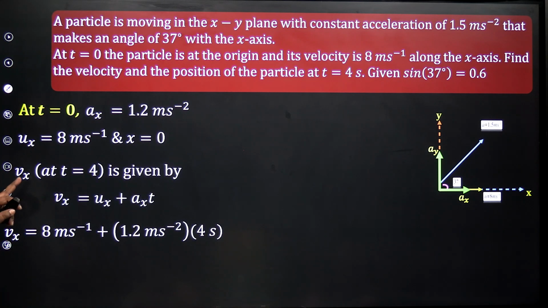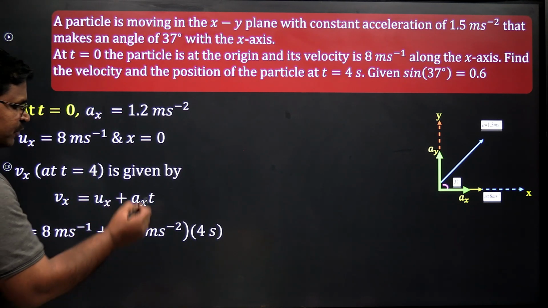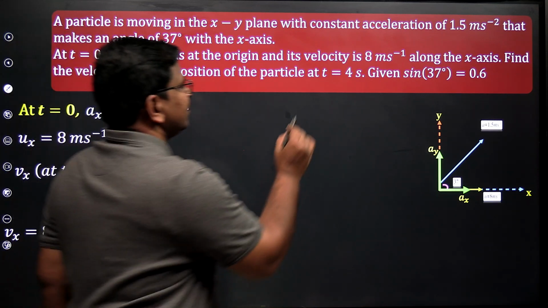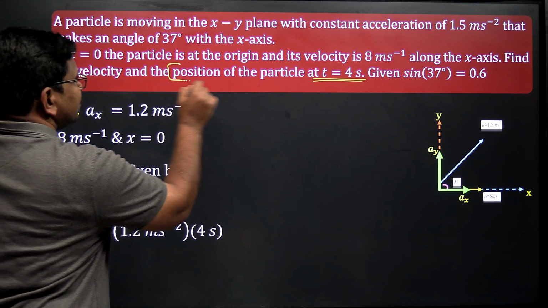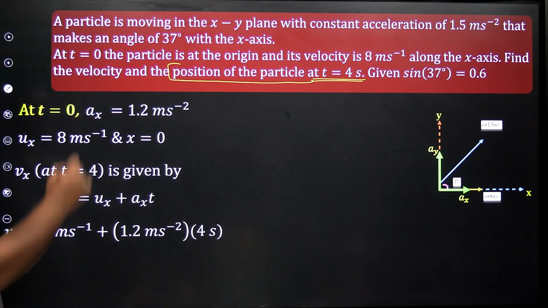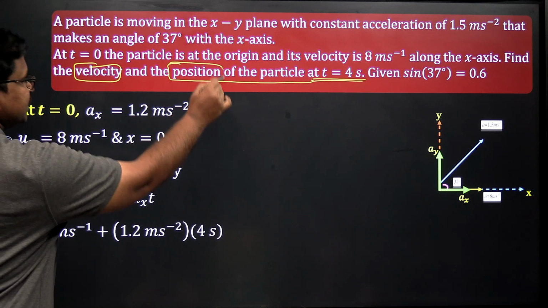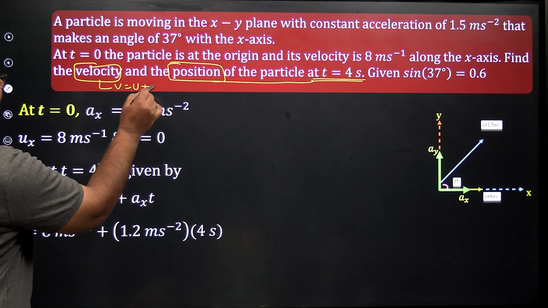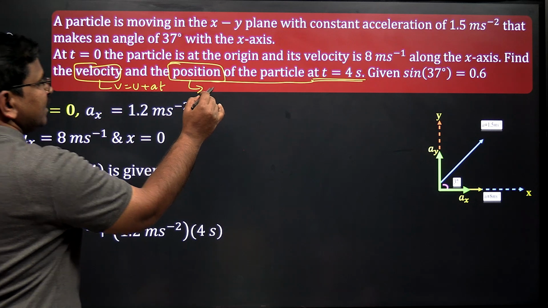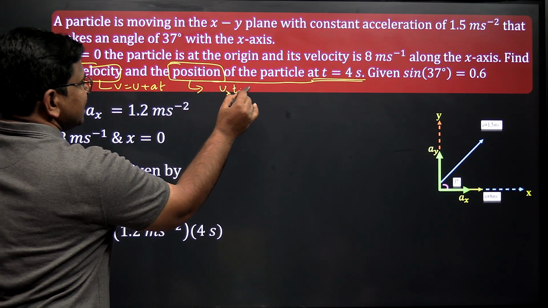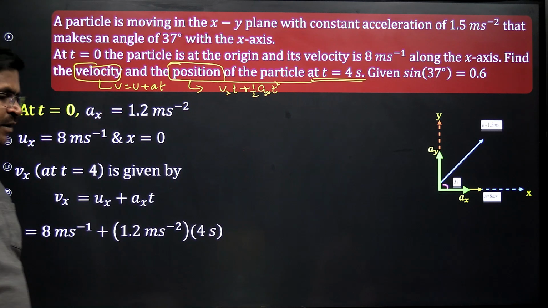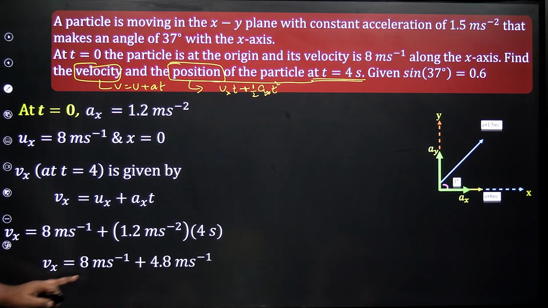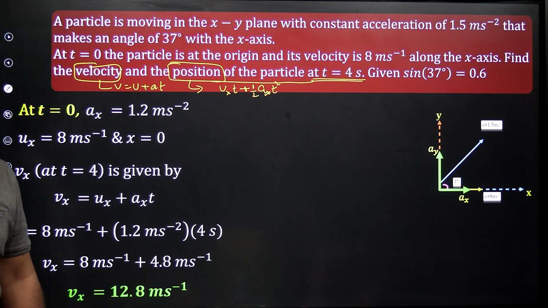And we know that v is ux plus axt. So ux is 8 plus ax is 1.2, t is 4 seconds, because the question is asked at 4 seconds: what is the velocity and position of the particle. So first velocity and next position. For velocity, v is equal to u plus at, and for position simply uxt plus half axt square, the second equation of motion. Now see here, just by substituting we are going to get Vx is equal to 12.8 meter per second.